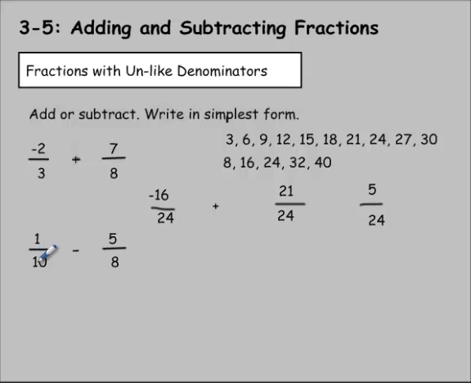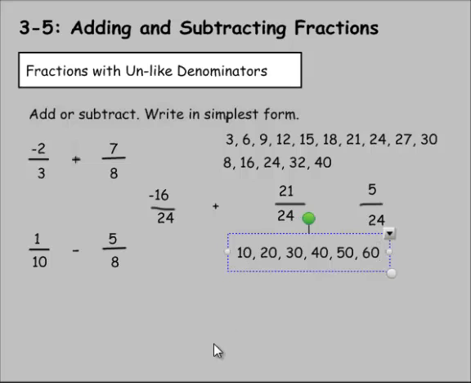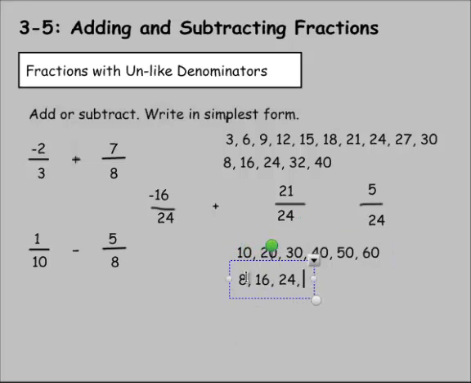We have 1 over 10 now minus 5 over 8. So let's list the multiples of 10 and 8. So 10, 20, 30, 40, 50. Let's try 60. Then for 8 it would be 8, 16, 24, 32, 40, 48, 56. And I see these both end in 0, so 40 would be the least common multiple. So we'll write them both over 40. So now we have matching denominators.